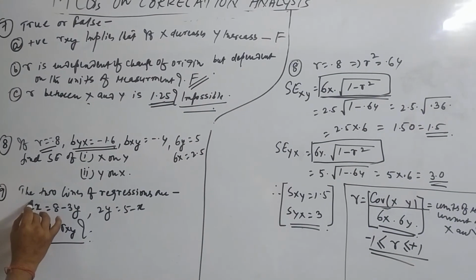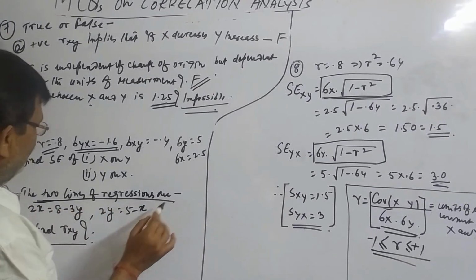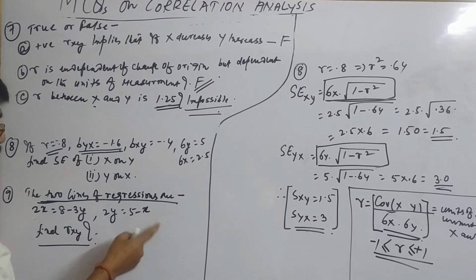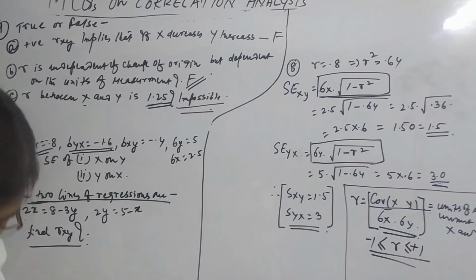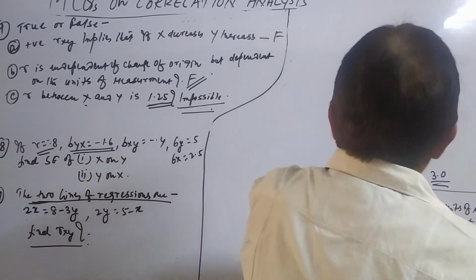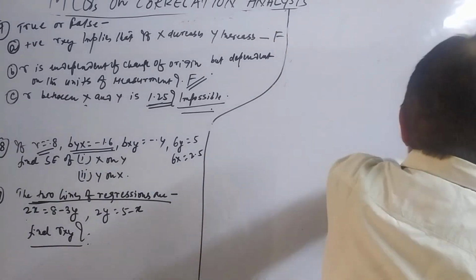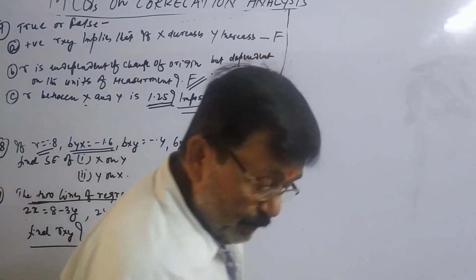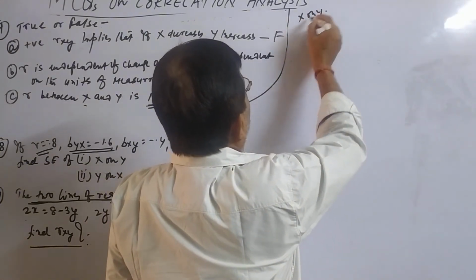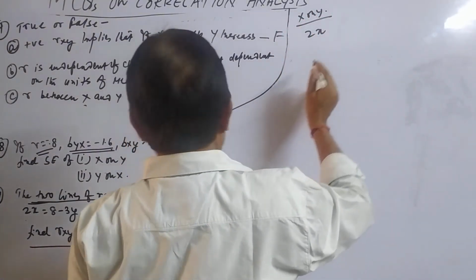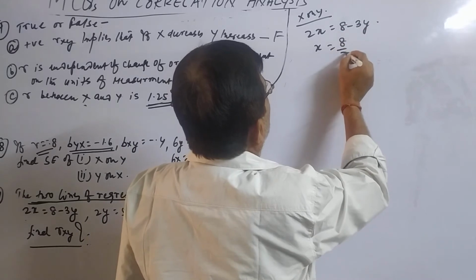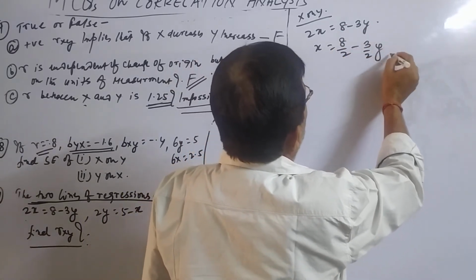This says that the two lines of regression are 2x = 8 - 3y and 2y = 5 - x. We have to calculate rxy. For calculating rxy, we should have the regression coefficient of y on x and x on y. So these two regression equations need to be arranged a little bit. So this is x on y and it is given as 2x equals 8 minus 3y. So x becomes 8 by 2 minus 3 by 2 y.